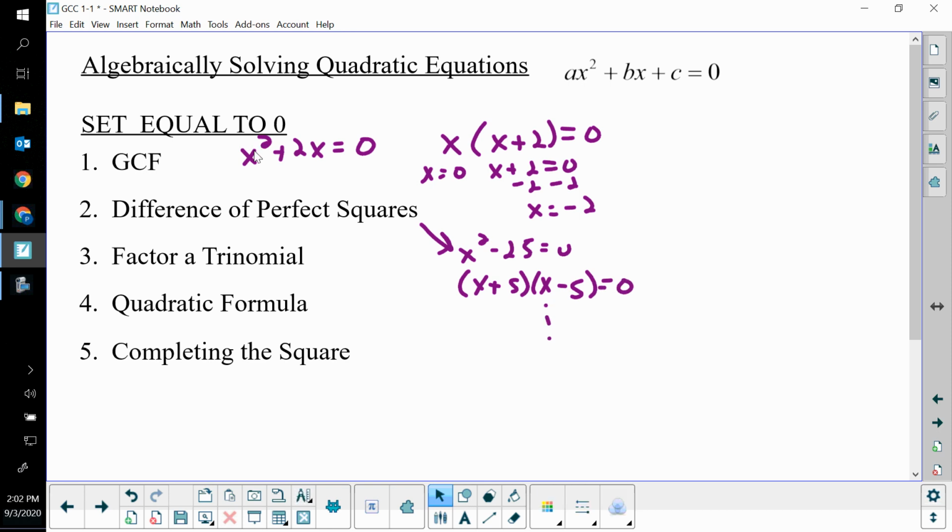Factoring a trinomial, those are our most common ones, when you see something with 3 terms. We're going to see a bunch of those, so we'll wait to show you an example for that. Now, if those 3 types of factoring didn't work, we could do the quadratic formula, x equals negative b plus or minus the square root of b squared minus 4ac, all over 2a. And then you could also do completing the square. We won't see a ton of 4 and 5 this year. We might work them in a little bit, but we'll see them again in Algebra 2 when you take that.